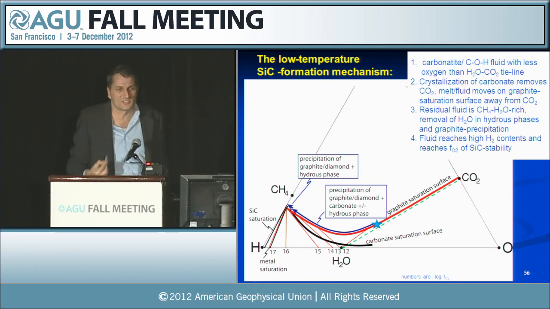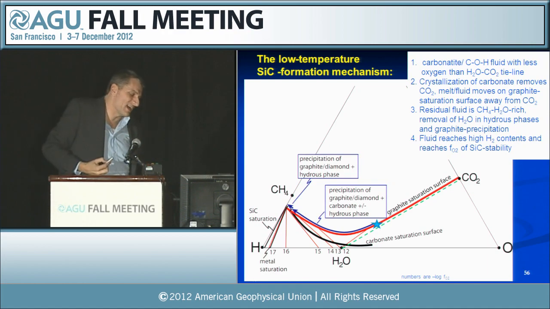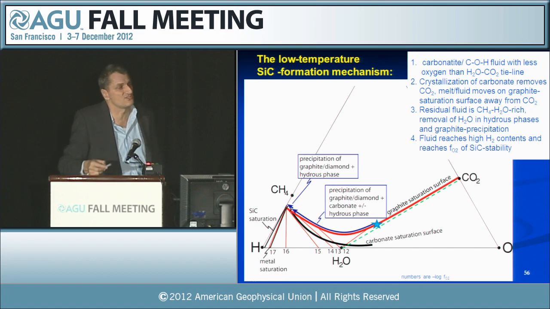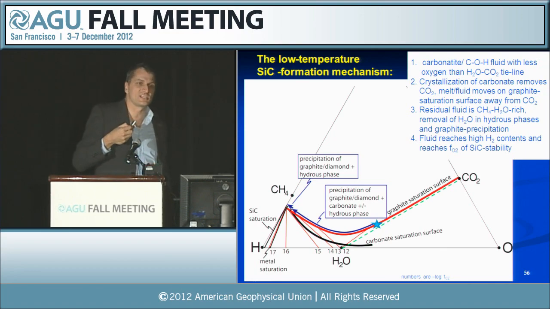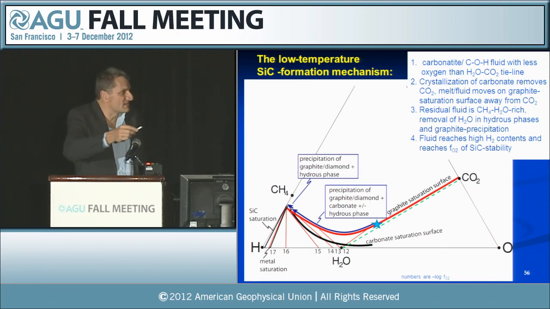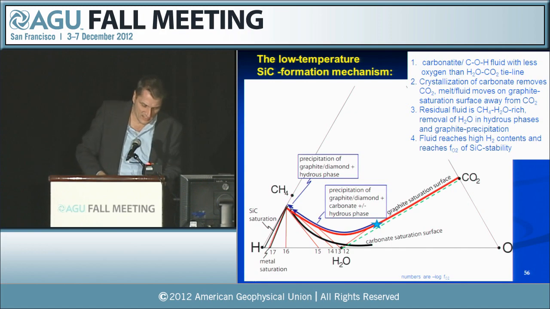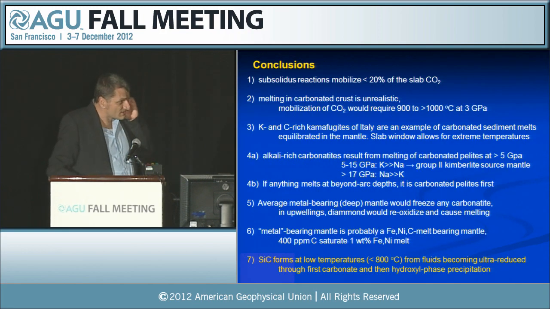And then you have to precipitate hydroxyl-bearing phases. You have to remove water. With water, you remove oxygen. And if you remove the CO2 and the H2O from the fluid, everything that is a bit more reduced just concentrates. So the fluids get automatically ultra-reduced. They're highly fractionated fluids, but they get ultra-reduced, and you can get to something like silicon carbide saturation. But you only can do it at extremely low temperatures. So silicon carbide forms at low temperatures.